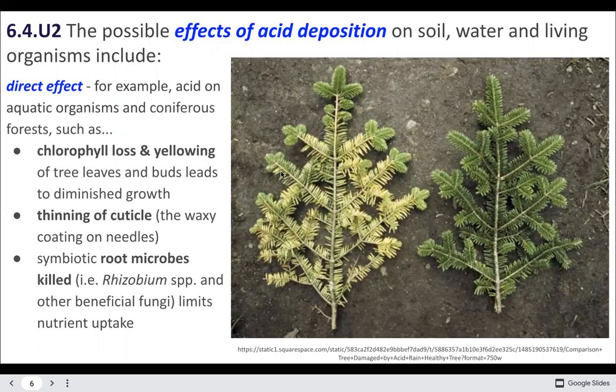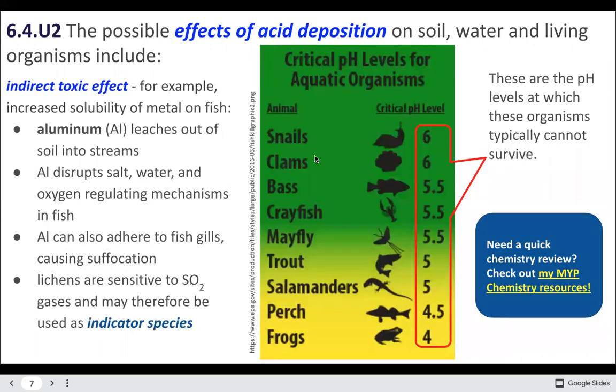The possible effects of acid deposition on soil, water, and living organisms include direct effects like yellowing of tree leaves as they lose their chlorophyll. You could have impacts on the root microbes. So there's a lot of mycorrhizae, or like fungi, that live on plant roots. And those fungi are super important for taking nitrogen from the atmosphere and turning it into useful nitrogen that plants can use. So having that impact them could have even more detrimental effects on plants.